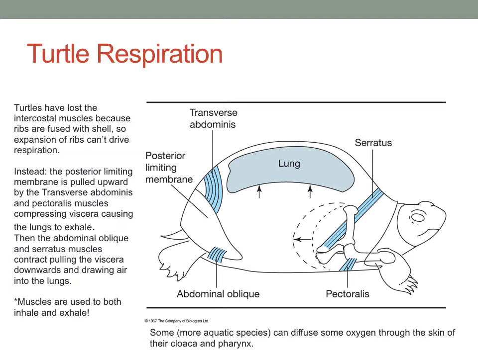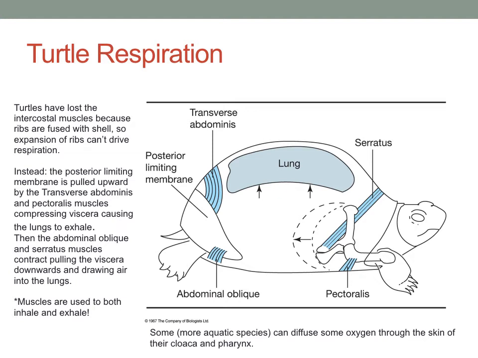Essentially, it's a four-part system. There are four muscles and the posterior limiting membrane that regulates this. To exhale, the turtle flexes the transverse abdominis and pectoralis muscles, which pull the posterior limiting membrane forward, and it compresses the viscera, so the organs, the guts of the turtle, up against its lungs and forces the carbon dioxide-rich air out of their lungs.